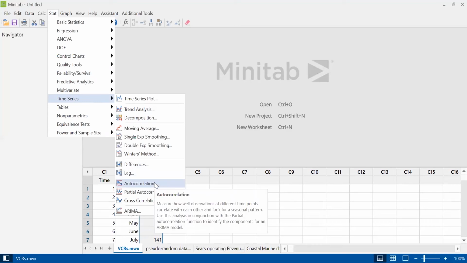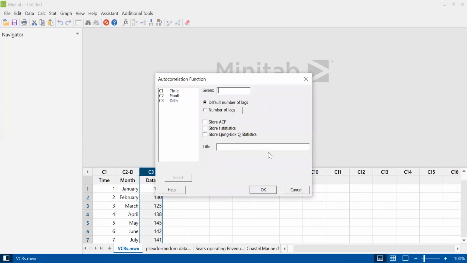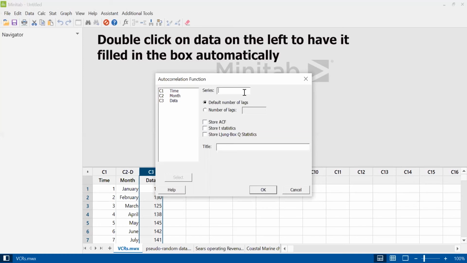So click on it, and you will see a pop-up window. On the pop-up window for the series, basically we need to tell Minitab where our data are. And the data we're gonna use is really the third column called data. You can pick the number of lags. Typically, we can just leave the default number of lags, but you can also specify it. Let's just click on OK and see what happens.